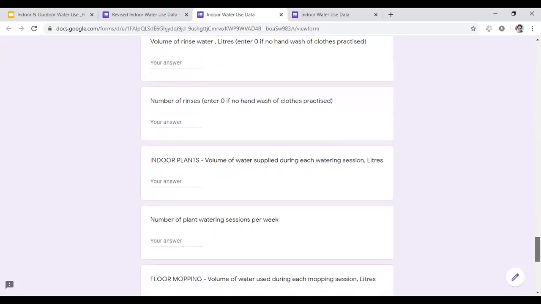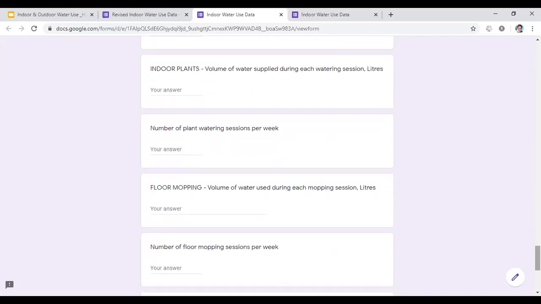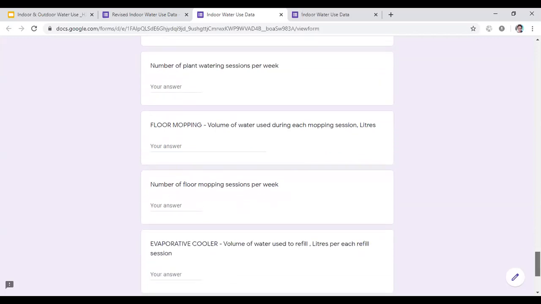Then what remains is the indoor plants. For indoor plants, we ask them what volume of water they supply during each watering session. For every session, they use a certain volume, so you ask them that. And we ask how many such sessions they have per week. They'll say we do it thrice a week, 4 times a week. So you note that down. And then floor mopping, same thing. We ask them to show the bucket they use for floor mopping and note down the volume of the bucket. If you can't figure it out, just take a picture. Over time, you'll learn how to gauge the liters when you look at the bucket. Then write down the number of floor mopping sessions per week.